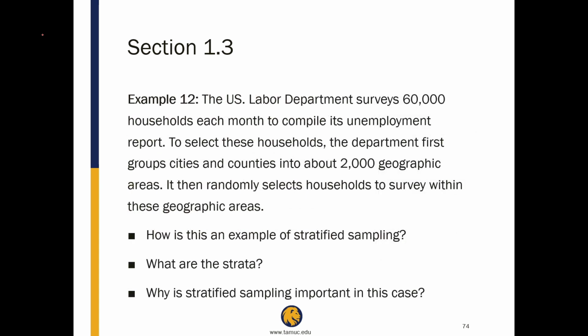Here's another commonly referred to in the news. It says the U.S. Labor Department surveys 60,000 households each month to compile its unemployment report. To select these households, the department first groups cities and counties into about 2,000 geographic areas. It then randomly selects households to survey within each of these geographic areas. Now it tells us what kind this is. Let's talk about, this is what they would call stratified sampling.